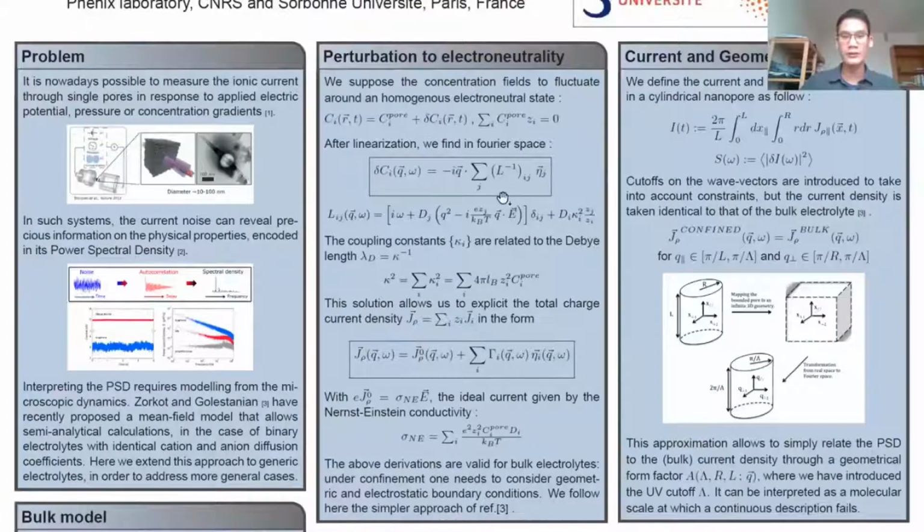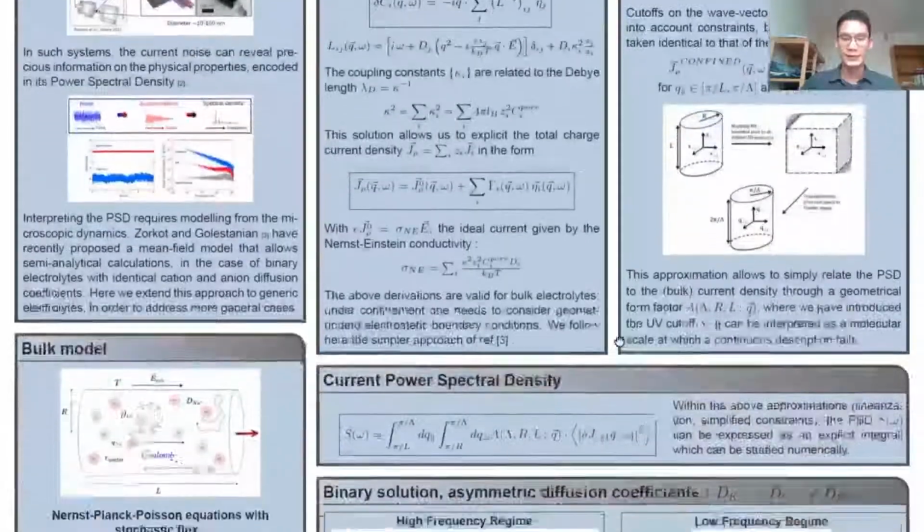From this model, we are able to get a solution in Fourier space in the linear regime. With some calculus and algebra, we now have the total charge current density in the bulk as follows. To take into account the effect of confinement in the nanopore, we approximate the boundary condition with some restriction on the wave vector of the bulk solution. These derivations come from the work of Zorkot and Gorestanian done in 2018, which we have generalized to generic ionic solutions. So far so good.